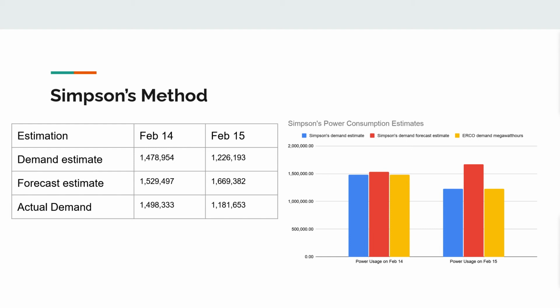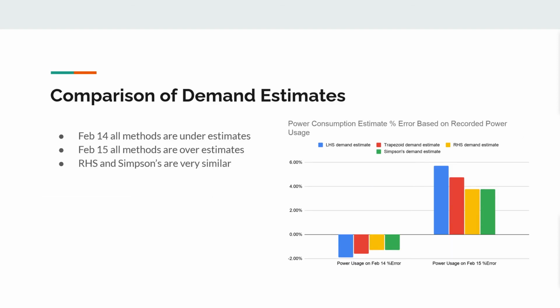We have a slight underestimate on the 14th for the demand and a slight overestimate for the forecast. But then on the 15th, again, this is an abnormal day where the forecast was estimating record high consumption, but there was a blackout. So we had lower demand and the total consumption was lower. And then when we compare estimates for just looking at the demand estimates, on the 14th, all demands were underestimates. This shows that on the 14th, in general, people were consuming more power than usual, or there was an uptick in the consumption over time.